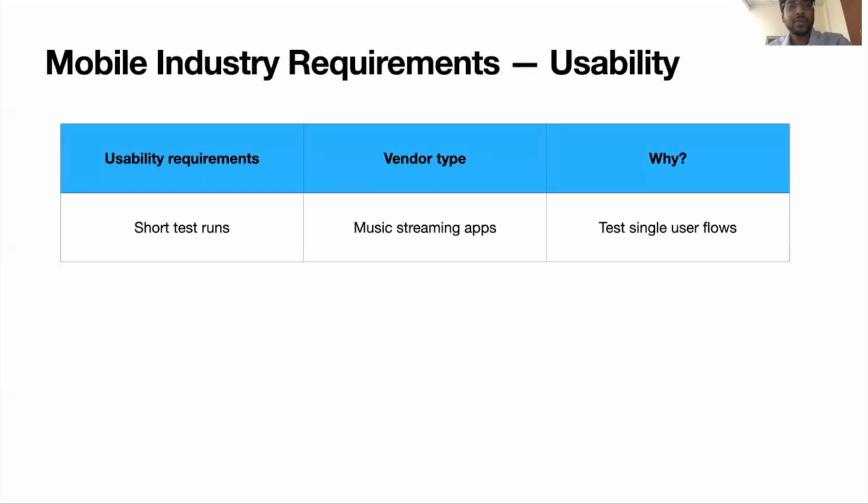Under usability, we learned that app developers really wanted to do short test runs. For instance, a music streaming app wanted to test a single user flow so that if the test failed, they can just send this user flow to the team responsible for the user flow and let them fix it.